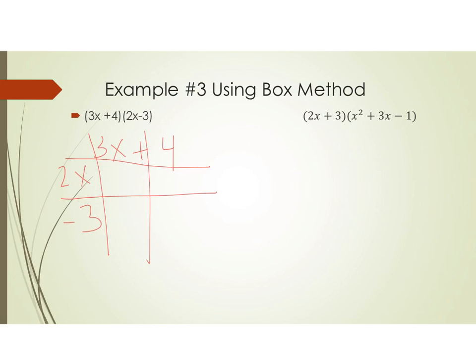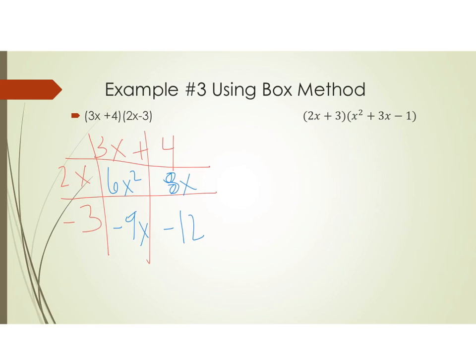For the top left box, I'm going to multiply 3x and 2x to get 6x squared. If I move down a box, I'm going to multiply 3x and negative 3, getting a negative 9x. If I move over, 4 times 2x gives me the 8x. And moving down, 4 times negative 3, negative 12. Now this is just the multiplying, it's not the answer.